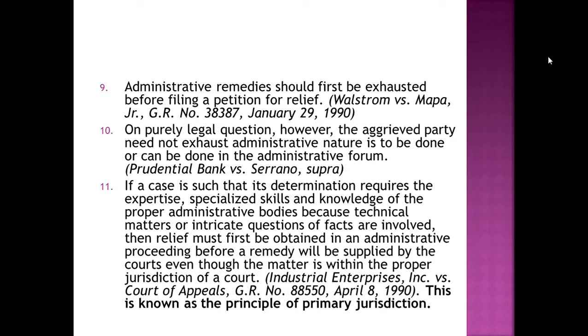Number 10. On purely legal question, however, the aggrieved party needs not exhaust administrative remedies, as there is nothing to be done or can be done in the administrative forum. This one is an exception to the rule on exhaustion of administrative remedies. As I said, we have a general rule, we have exceptions, but we only have exceptions if the rule provides for these exceptions. If the question is legal and not factual, you can go directly to court. You need not exhaust administrative remedy anymore.